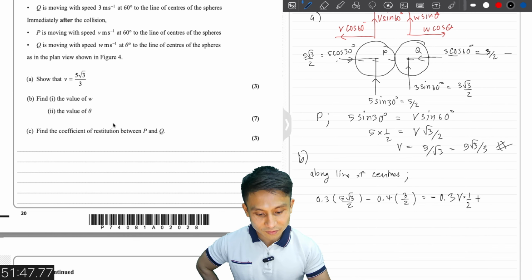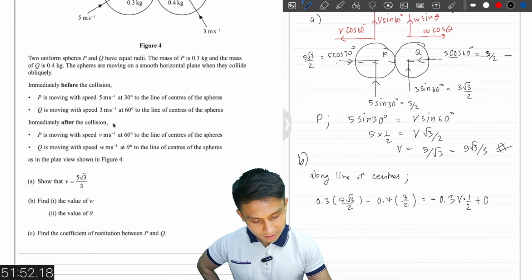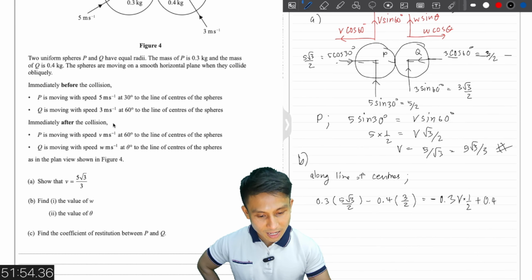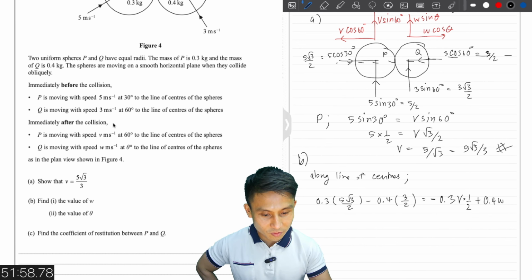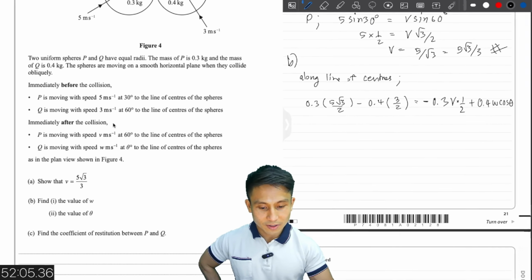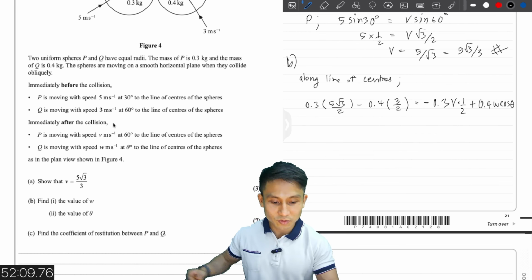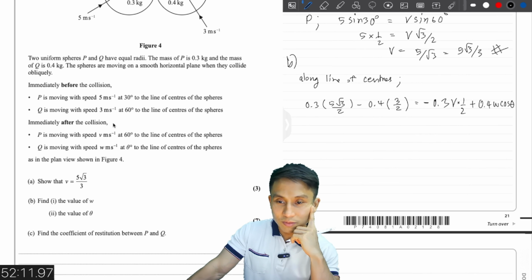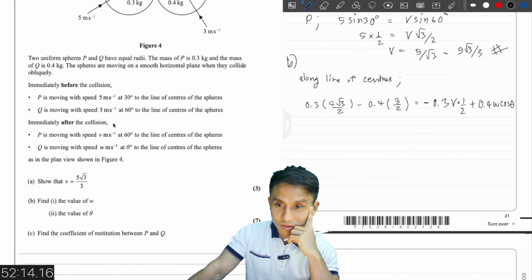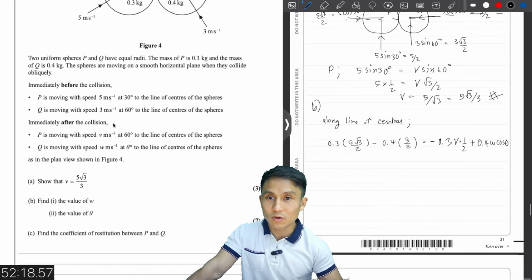Q has a mass of 0.4. Just checking here. Yeah, 0.4 times the speed of Q to the right, which is W cos theta. Okay, just put everything in there and simplify this. We already know V, so I can plug it in here, but W cos theta is not known. Again, we have another equation.